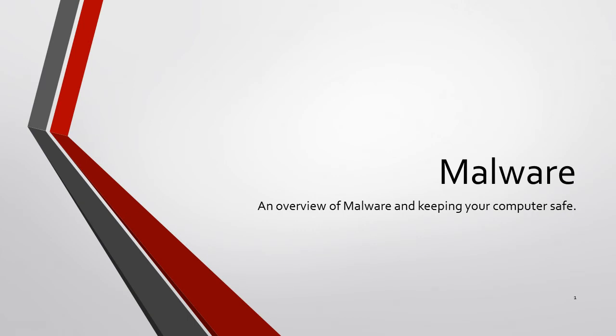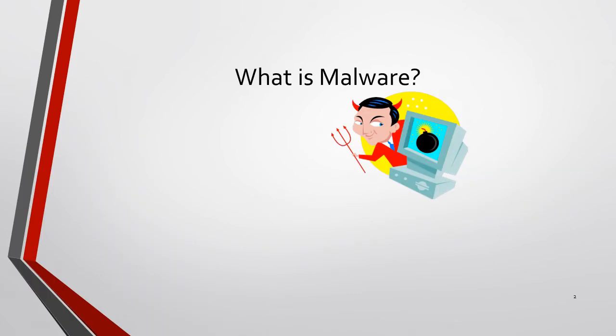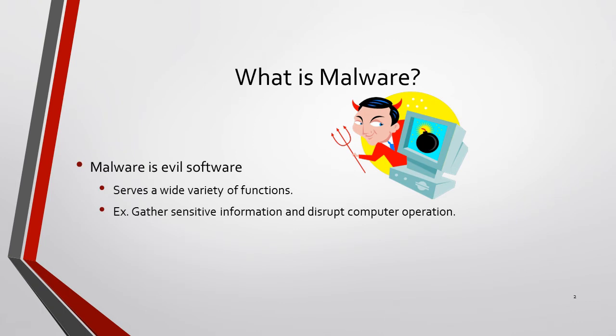Now, malware has been a serious problem for computers ever since the first computer virus, which appeared in 1971. Since then, malware creators become more creative every single day. So what is malware? Well, it's just a general term for evil software that performs harmful activities to your computer. These harmful activities come in a large variety, including gathering sensitive information and disrupting computer operations.